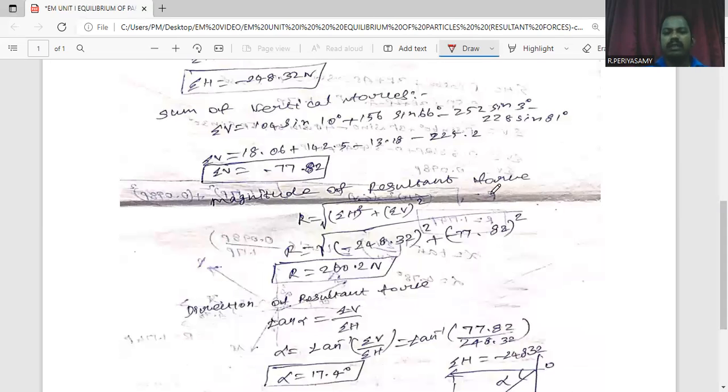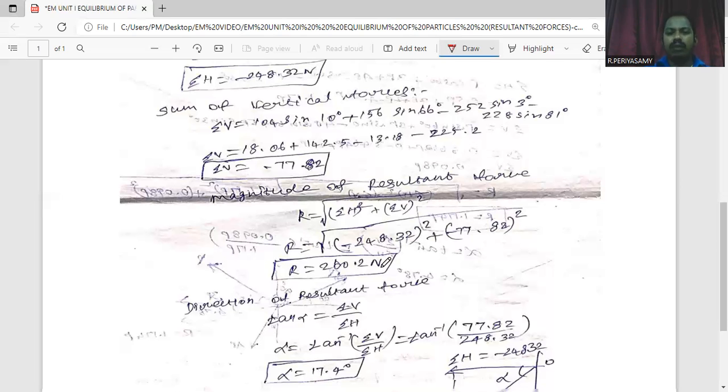The formula for the magnitude of the resultant force is R equal to the square root of the sum of horizontal components whole squared plus the sum of vertical components whole squared. We substitute the values, so R equals the square root of minus 248.32 whole squared plus minus 77.82 whole squared. Finally, we simplify this step. We got the magnitude of the resultant force equal to 260.2 Newton.